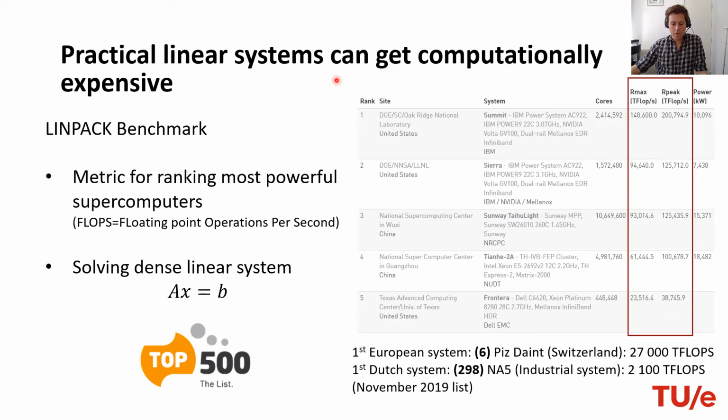So the performance that these systems attain when solving a dense linear system of the form Ax = b, how many floating point operations such a system can attain per second, that is a metric for how powerful that computer is. And that's basically how we rank the most powerful supercomputers in the world. So these linear systems can get really computationally expensive, and that's why they're also used as a benchmark for assessing the power of these computers.